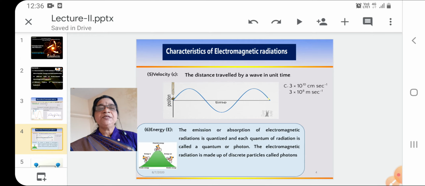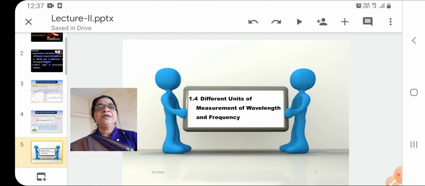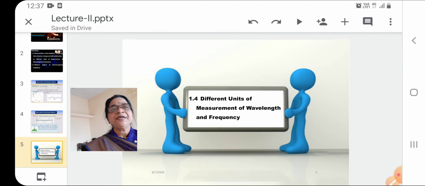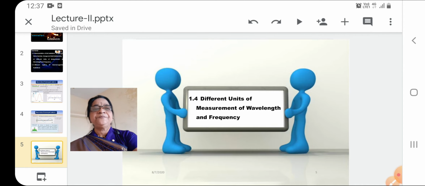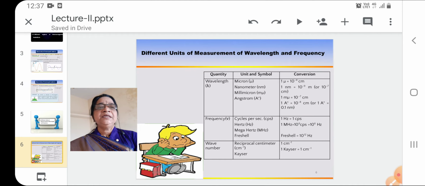The unit of this energy, we already know, is measured in ergs or joules, and 1 joule is equal to 10 raised to 7 erg. Now next we will see the different units of measurement of wavelength and frequency. We have already studied the wave parameters, and now we study the different units of the wavelength and the frequency.